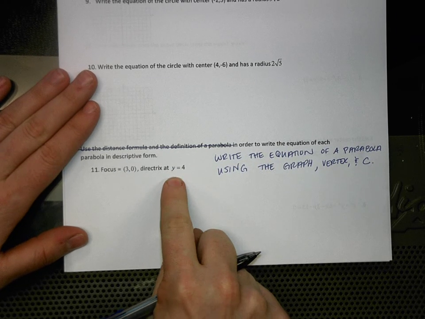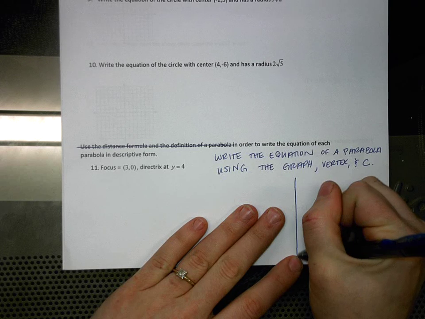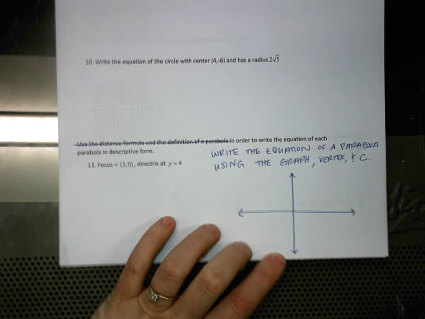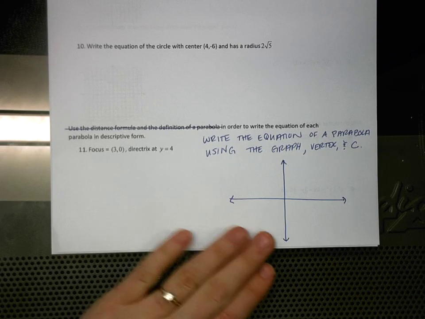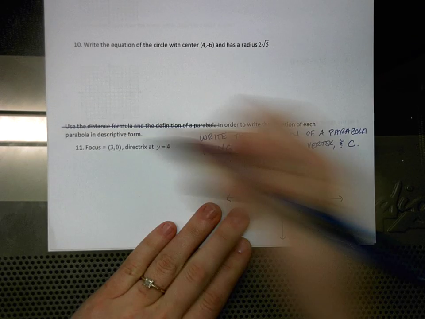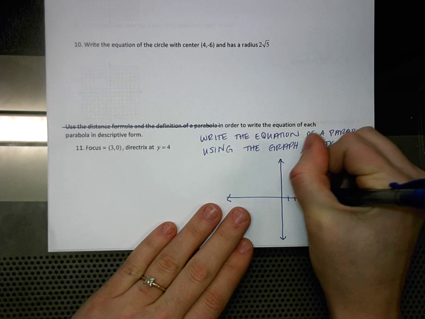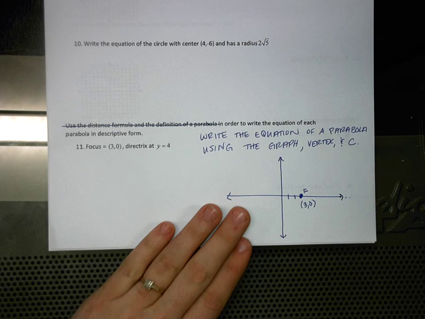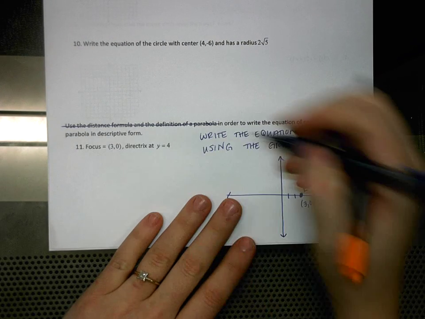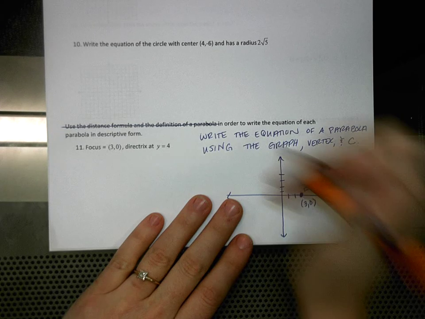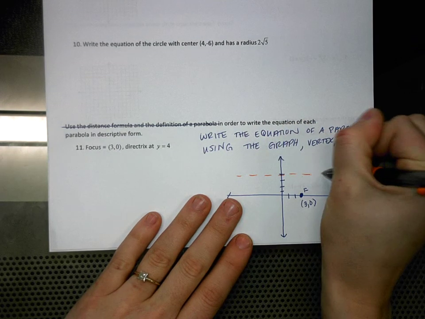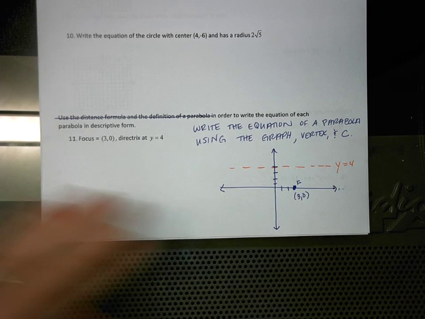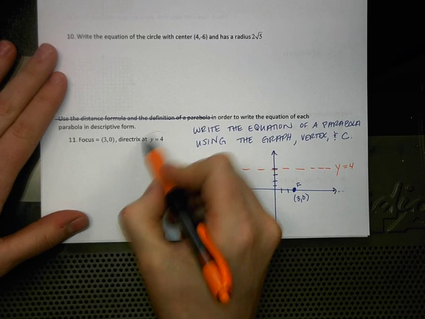So first of all, I know it's a y equals directrix, which means my equation's also going to be a y equals equation. But let's take a look at the graph to make sure we know that our parabola is either going to open up or down. My focus is at 3, 0. My directrix is at y equals 4. So that's a horizontal line through the y value of 4. So these are the two pieces of information the question gives me.